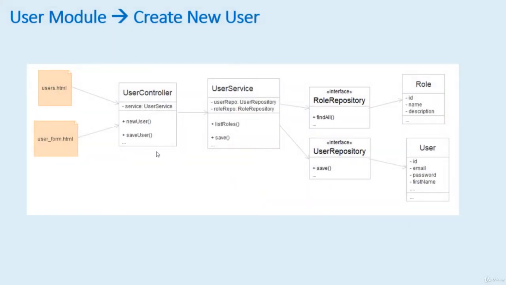So in Java code, in the user controller class, we need to implement the new user method that handles the request for creating a new user, and it will invoke the list roles method in the user service class, which in turn calls the findAll method of the role repository interface, and it will display the roles which can be assigned to the new user in the user form. And when the user form is submitted, the save user method in the user controller class will be invoked, and in turn it will call the save method of the user service class, which in turn invokes the save method of the user repository interface to persist the user details into the database.